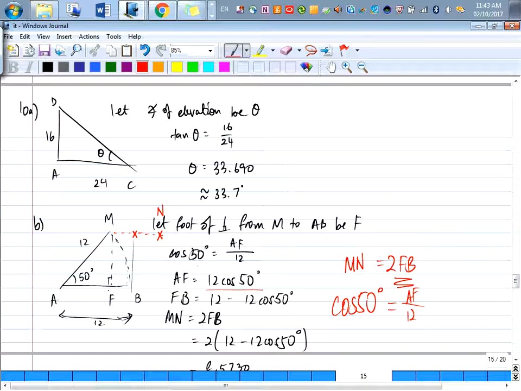Since I know AF already, I can find the value of FB, right? Which is 12 minus 12 cosine 50. And using your initial equation, MN, which is 2 times of FB, now you can find it. Can?